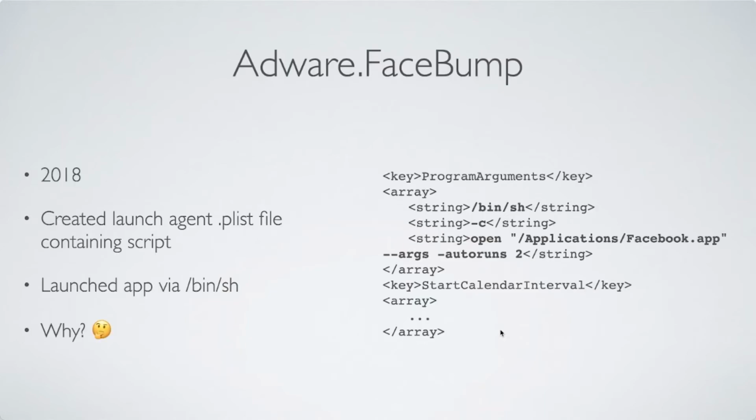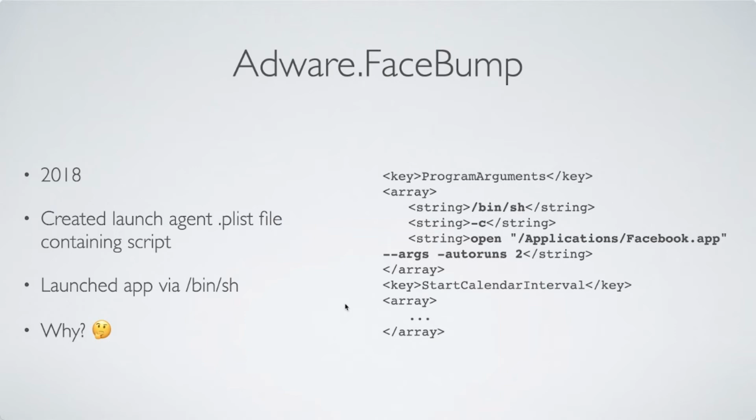Here's an example from some adware from 2018 that we called FaceBump. This adware was actually impersonating the Facebook app. Honestly, this probably should have been considered malware instead of adware. What it would do is create a launch agent plist file. I believe this was a user launch agent, and it would run sh to open the Facebook app.